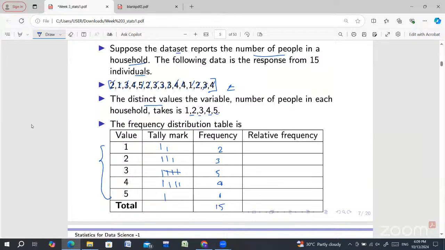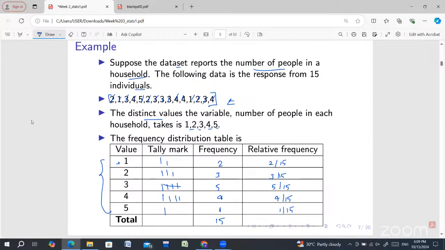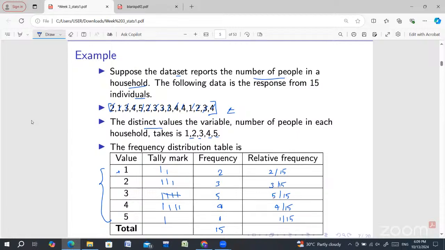And you know how to write relative frequency? It is nothing but the frequency for that particular case divided by the total frequency. In this way, we write the total frequency and the relative frequency. Is it clear? Yes, ma'am. So this was the case when you have a small number of distinct values. First we write the distinct values, then their frequency, and we can find their relative frequency also.